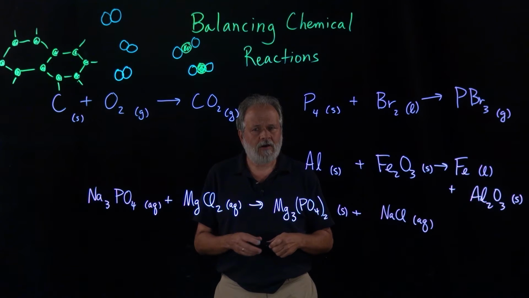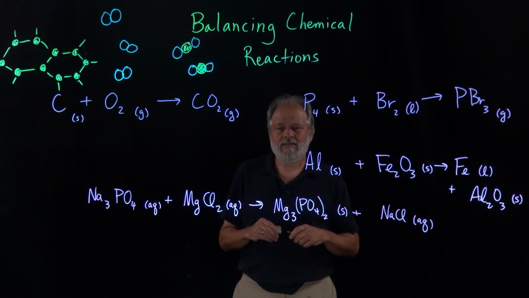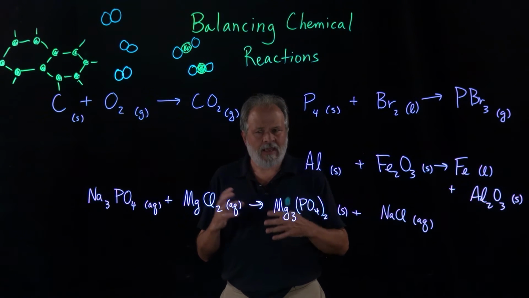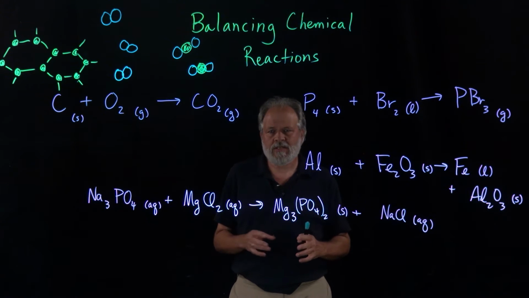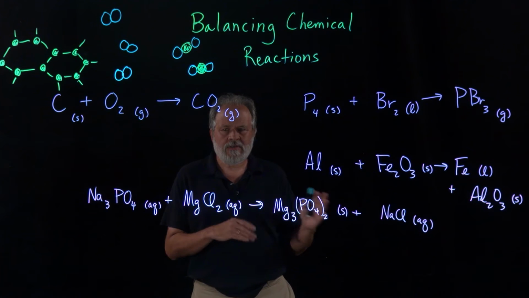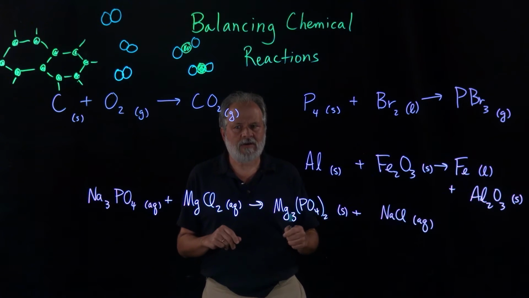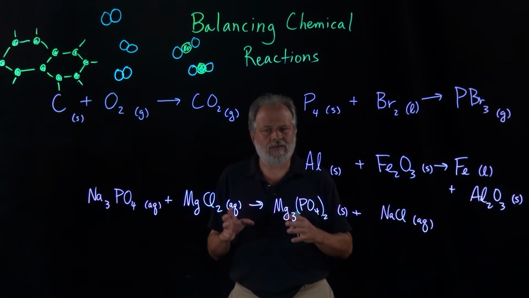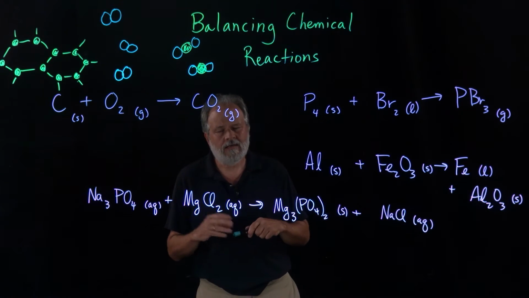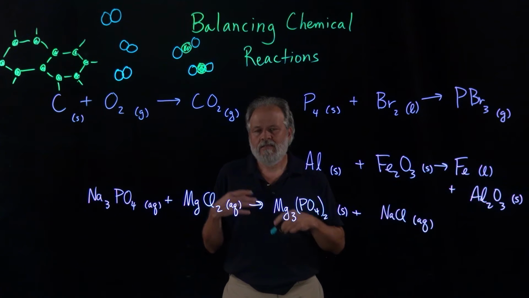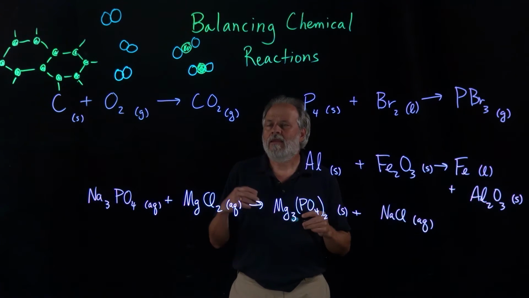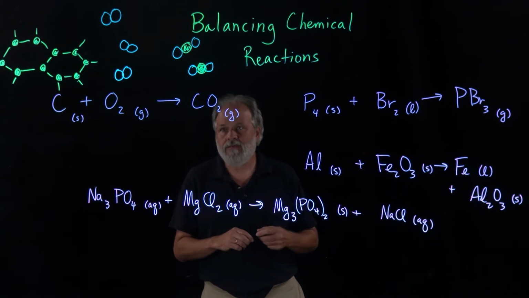In this video, I'm going to talk about how to balance chemical reactions. This is an essential step when we're trying to figure out how much of one material is going to produce how much of another material. The chemical reaction describes the number ratio in which they react. Later on, we'll deal with the mass of each product and reactant and how they're related.